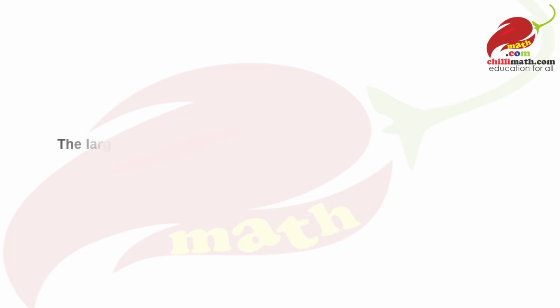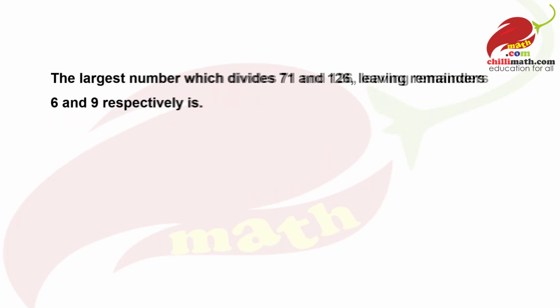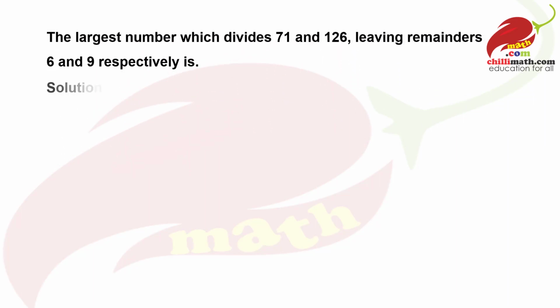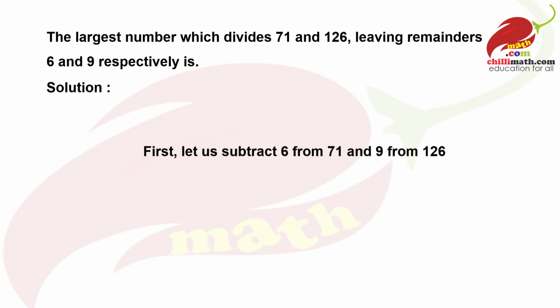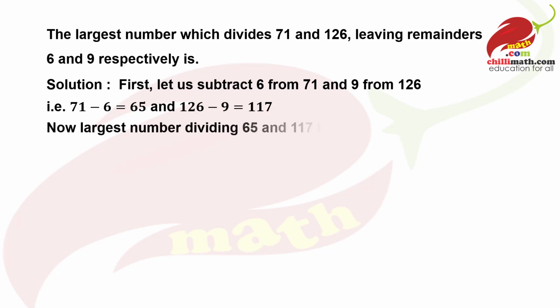The largest number which divides 71 and 126, leaving remainders 6 and 9 respectively is. Solution. To find this largest number, first, let us subtract 6 from 71 and 9 from 126. That is 71 minus 6 equals 65, and 126 minus 9 equals 117. Therefore, the required largest number dividing 65 and 117 is their HCF.